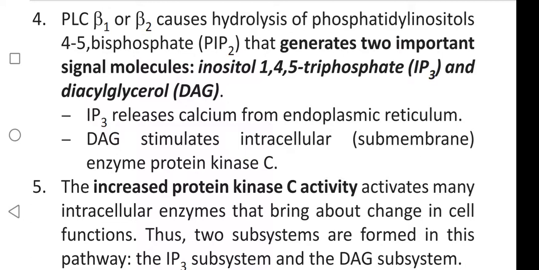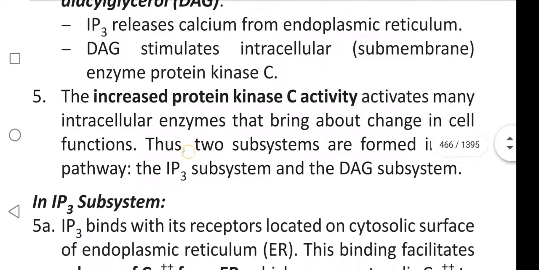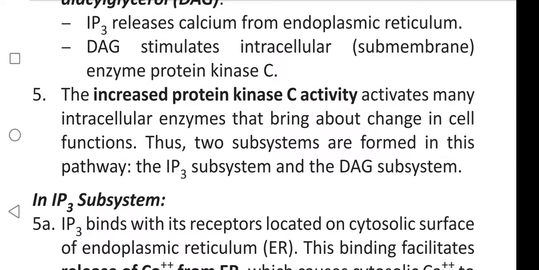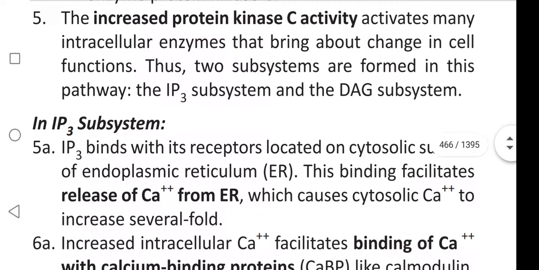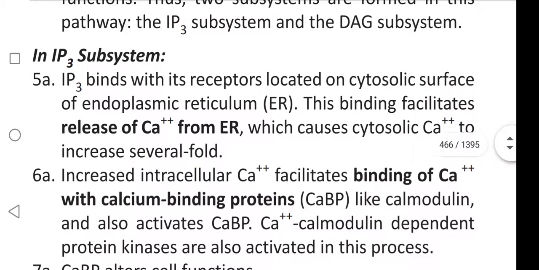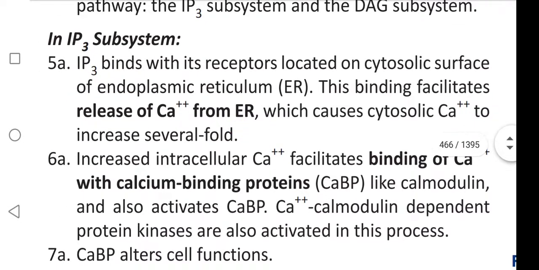Inositol triphosphate releases calcium from the endoplasmic reticulum. Diacylglycerol stimulates the intracellular submembrane enzyme protein kinase C. The increased protein kinase C activity activates many intracellular enzymes that bring about change in cell functions. Thus, two subsystems are formed in this pathway. First is the inositol triphosphate subsystem. Next is the diacylglycerol subsystem.